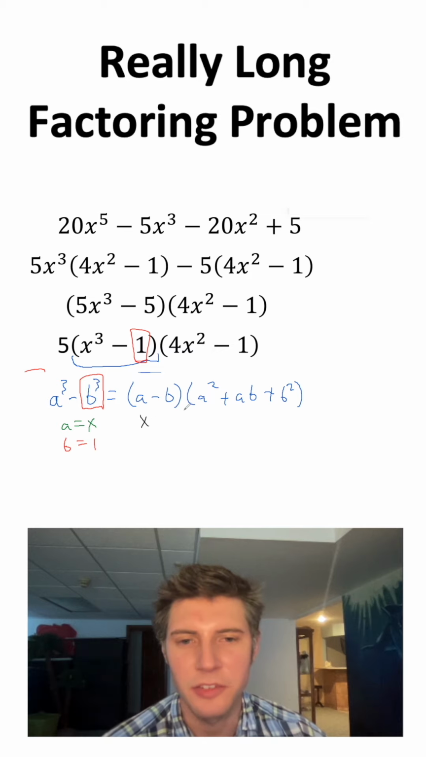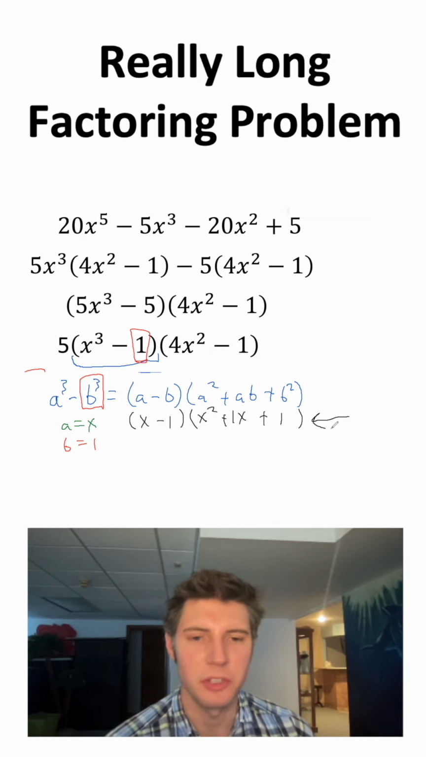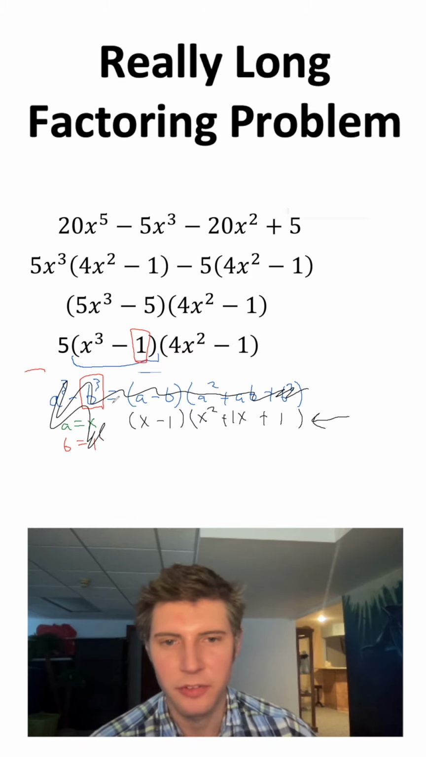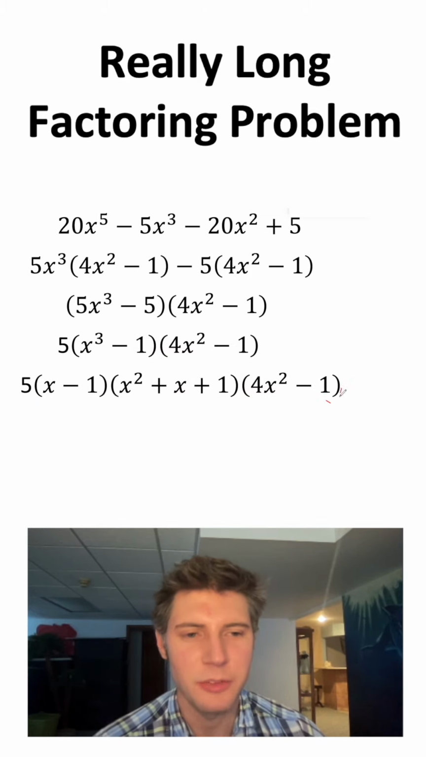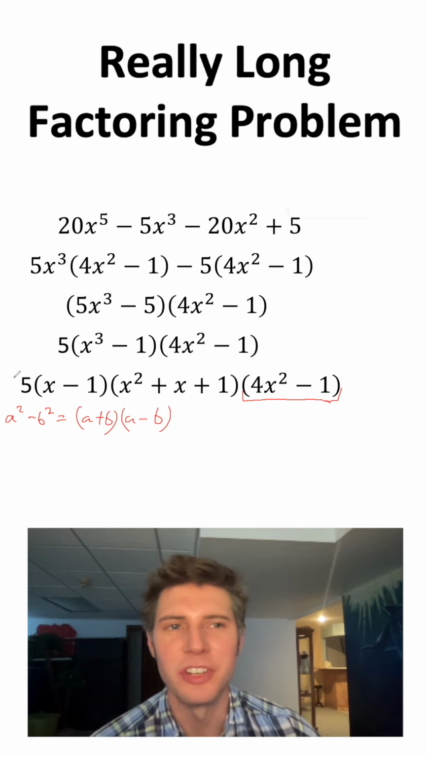So I'm just going to plug in x for a and 1 for the b. And so we're left with x minus 1 times x squared plus 1x plus 1. Get rid of all this stuff and stick this in that place. And last, we go after this 4x squared minus 1. It's a difference of 2 squares. Here's the notes for the difference of 2 squares.